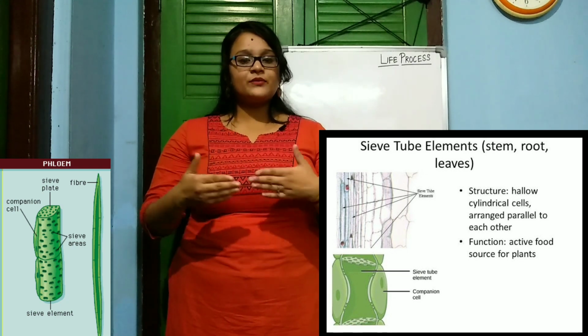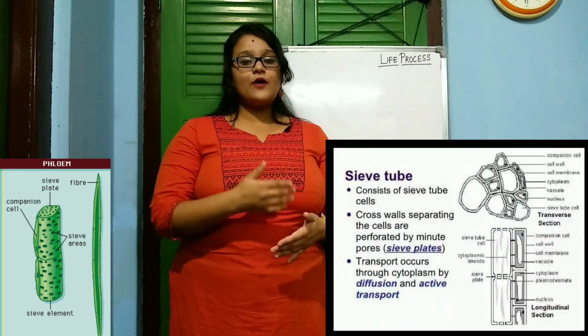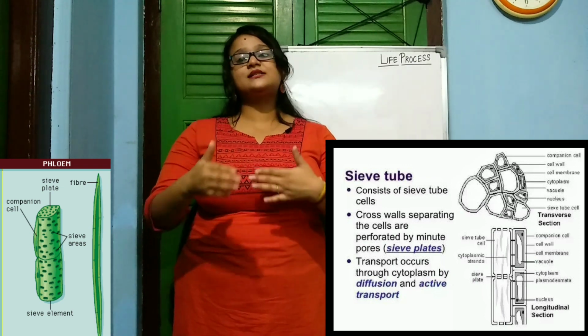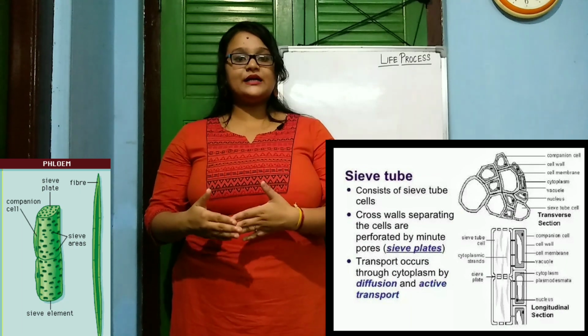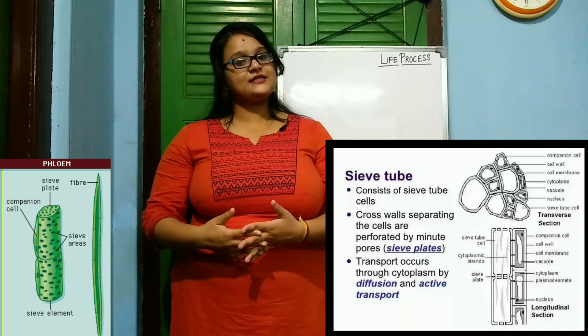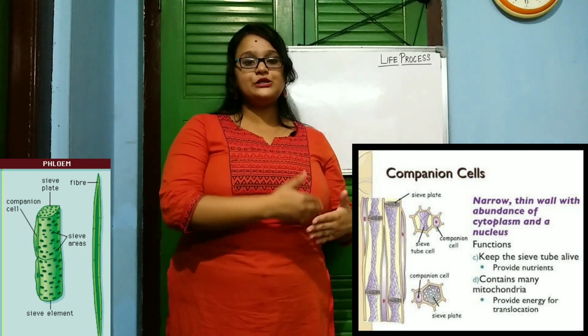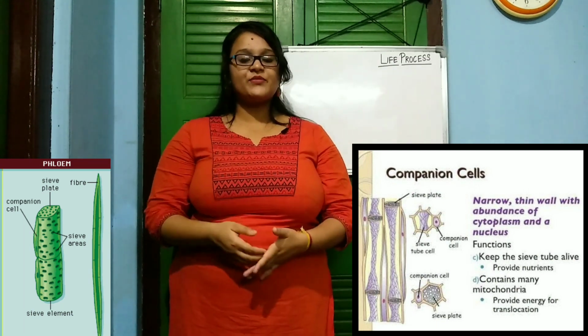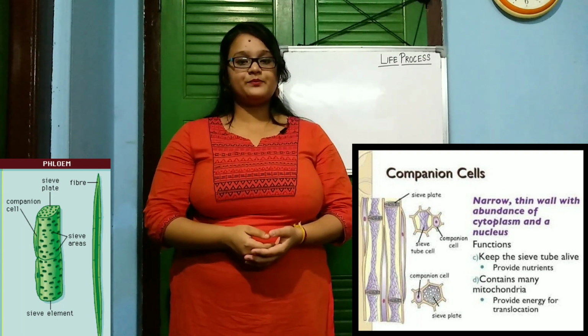The sieve tube does not have lignin in its wall. They are found arranged in a vertical row placed end to end. Their end walls are perforated and are called sieve plates. Each sieve tube has a companion cell which has a nucleus and other organelles. This cell supplies the sieve tube with some other requirements.